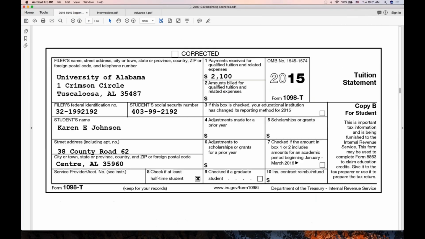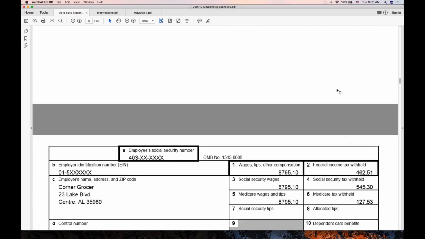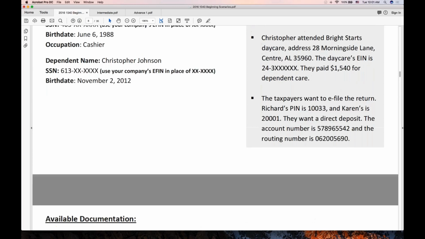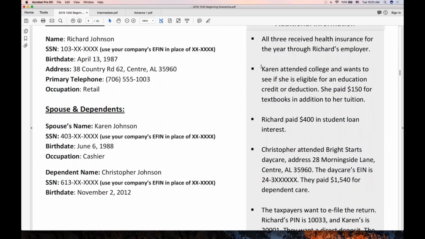Also said he has a 1098, right? There you go, 1098. Karen Johnson has a 1098. So check it out. Karen Johnson, when we were doing the interview, didn't say anything about college, about having that form. Do you see that? He didn't say anything about it. This is a great example. You have to look at it.